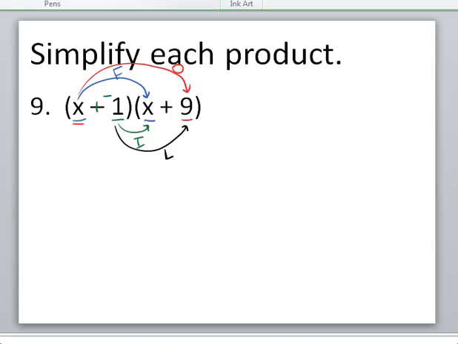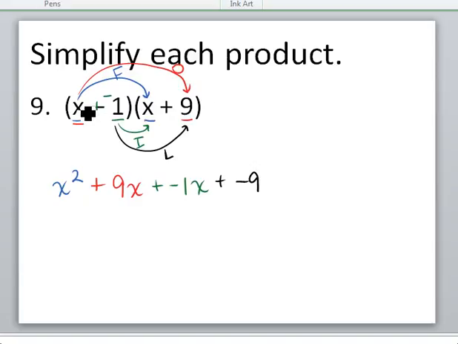Now let's go ahead and multiply those together. Blue, so x times x would be x squared. My outer terms were done in red, so x times 9 is 9x. My inner terms are -1x, and then my last terms is -1 times 9, which is -9.